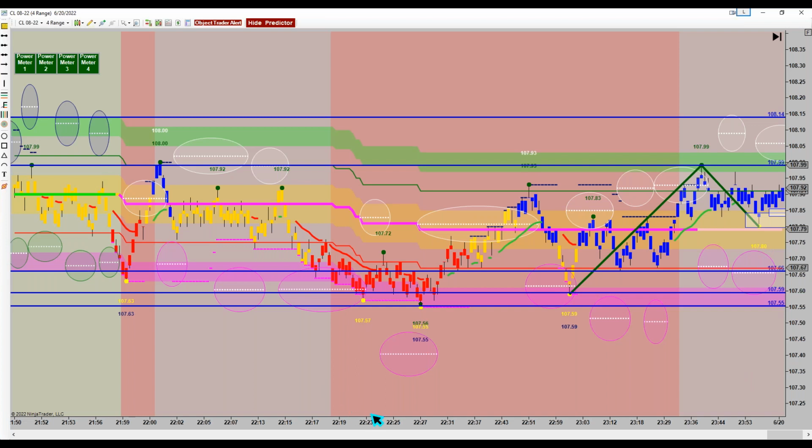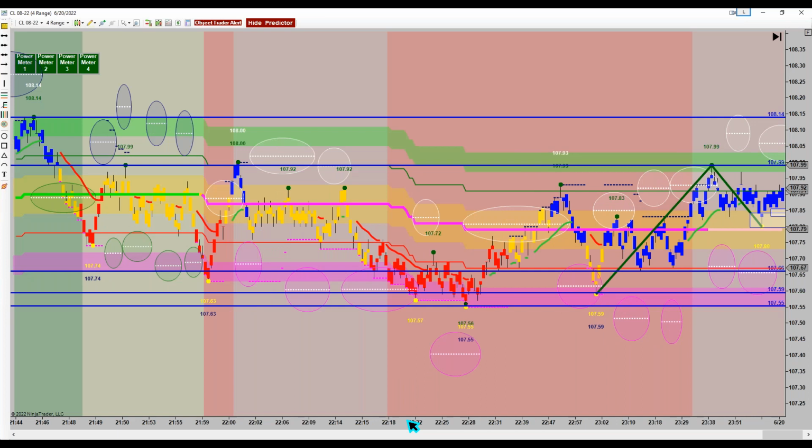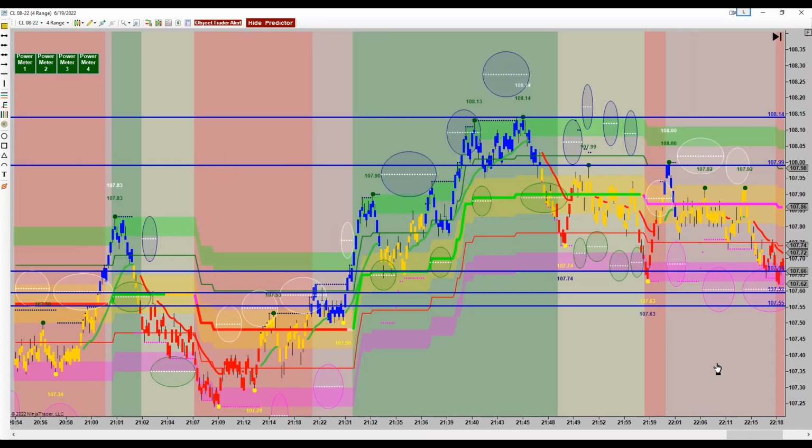Now let's look at some other phantoms and see if you can see the difference. Where's your Lightning 3 on this particular chart as it did the phantom? Let me show you.